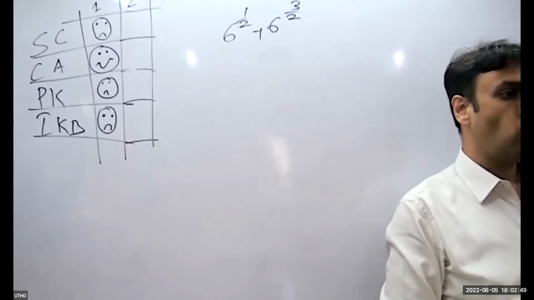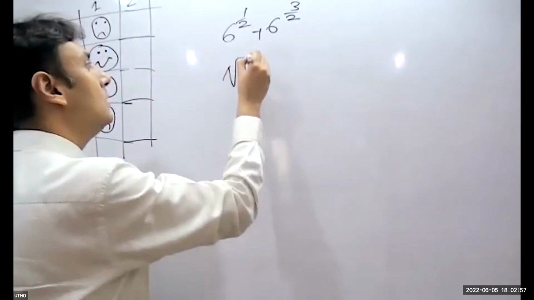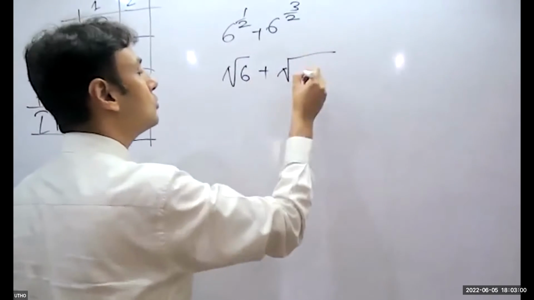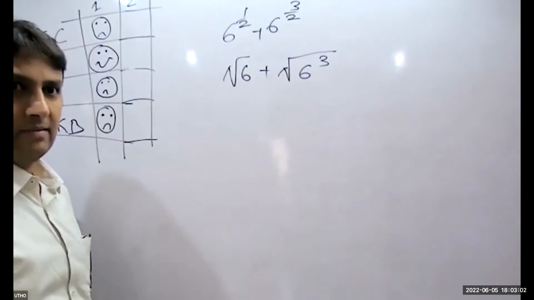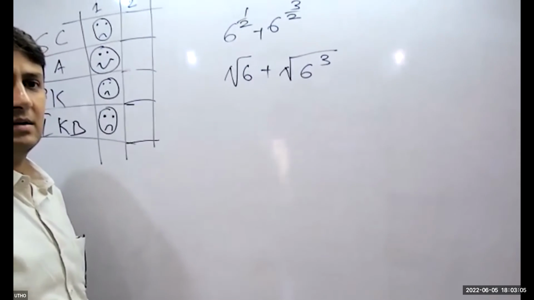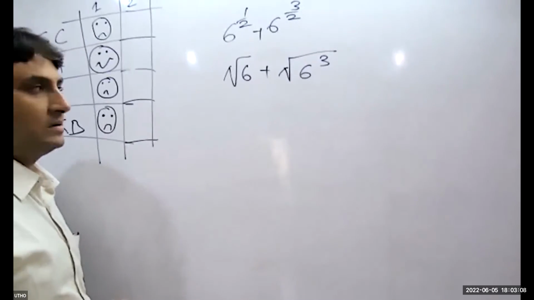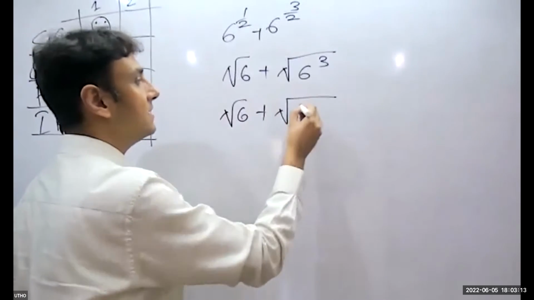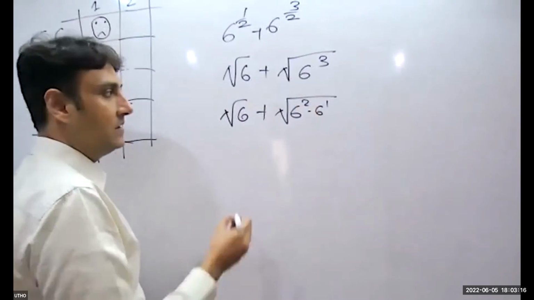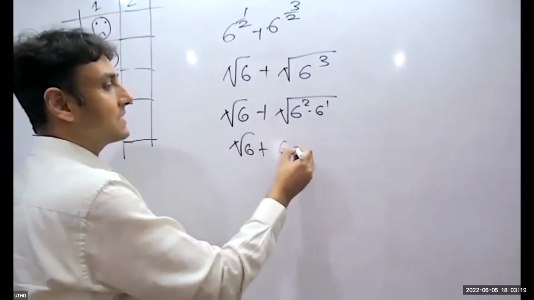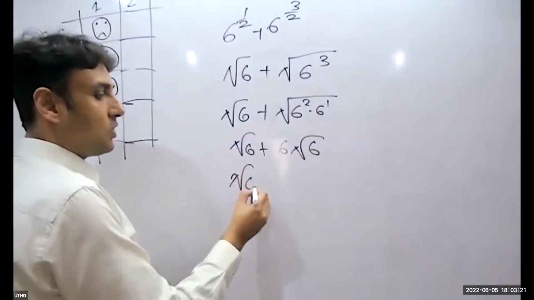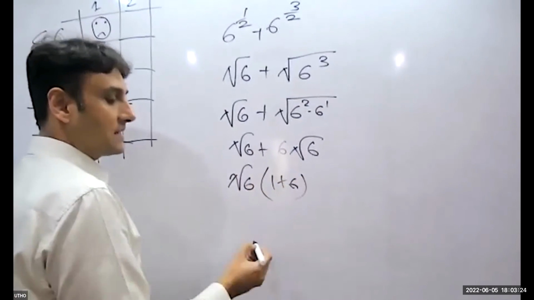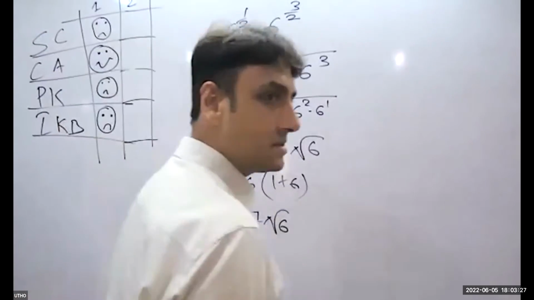Simar, क्या करना है? 1/2 को रूट में लिखो. Okay, root of 6 plus root of 6 cube. आगे. सर, फिर 6 क्यूब को एक्सपैंड करके, 6 बार ले सकता है, रूट 6 plus 6. So what he's saying is 6 square into 6 to the power 1. So ये हो जाएगा root 6 plus 6 root 6. So root 6 common. So this becomes 1 plus 6, which is equal to 7 root 6.